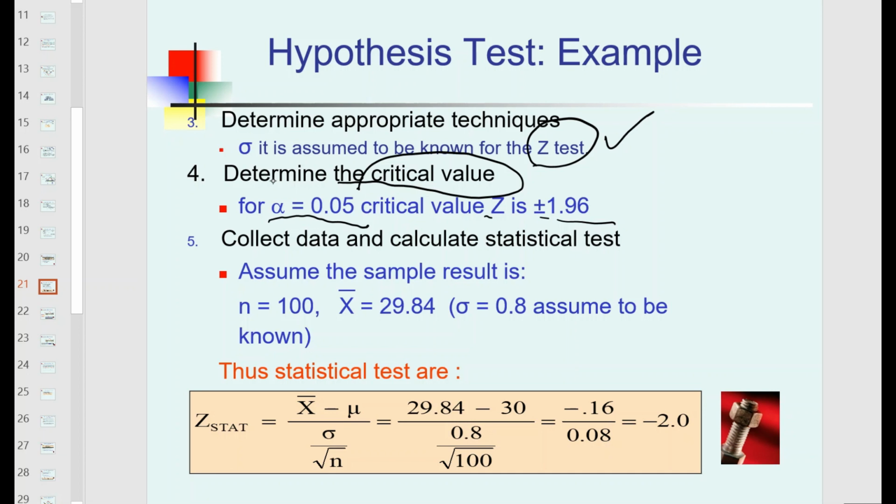Okay, so the critical value is the one that you get from the table. The statistical test is the one that you calculate from the Z stat formula. So you plug in the value of x bar, 29.84, minus mu, which is 30, and then you plug in the sigma value and also n, and you get your statistical test Z stat here as negative 2.0. Okay, so you have your critical value and you have your statistical test value.